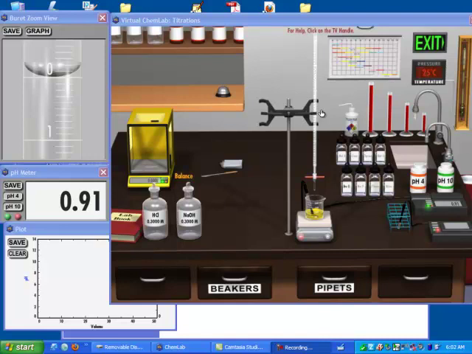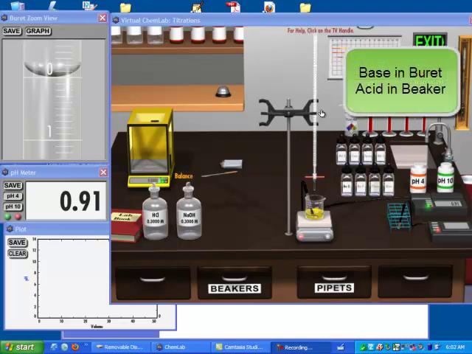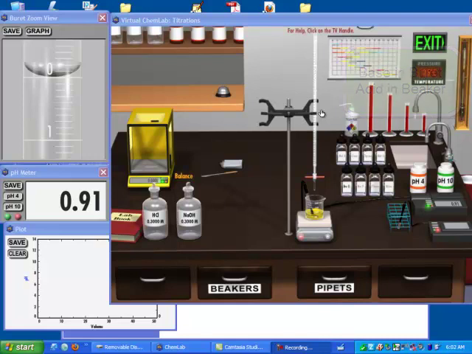Now typically when you do this, you're going to put the base in the burette and the acid in the beaker. I would say probably 3/4 of all experiments are conducted like that. Base in the burette, acid in the beaker. There are a couple of exceptions to that, but that's not really important at this level.